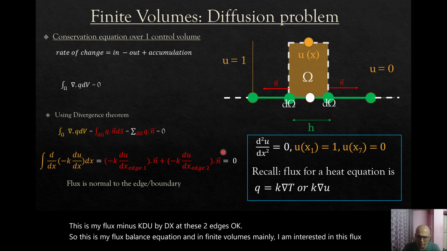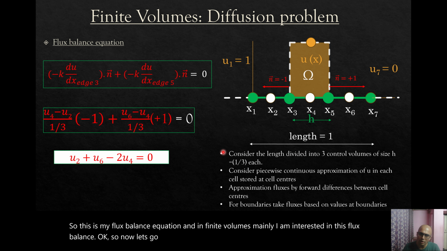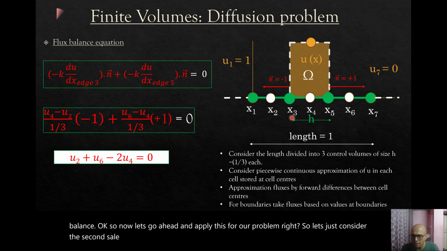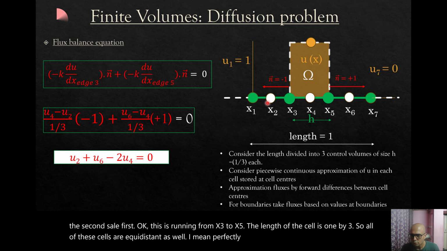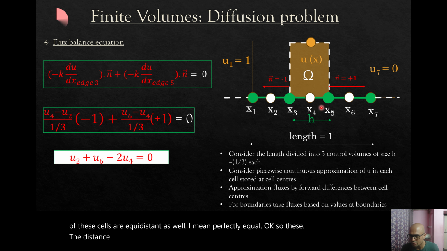Okay, so now let's go ahead and apply this to our problem. Let's just consider the second cell first. This is running from x3 to x5. The length of this cell is 1 by 3. All of these cells are equidistant, perfectly equal, so the distance between the cell centers is also 1 by 3.